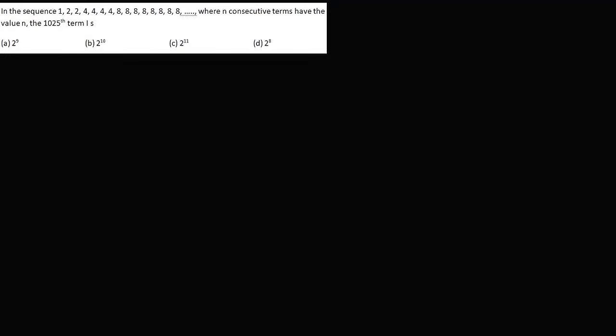Now the question is, in the sequence 1, 2, 2, 4, 4, 4, 4, 8, 8 times, where n consecutive terms have the value n, the 1025th term is. Now if we look at this series, this is 1, this is 2, 2, this is 2 square, 2 square, 2 square, 2 square, 4 times. Then we have 2 cube, 2 cube, 8 times.